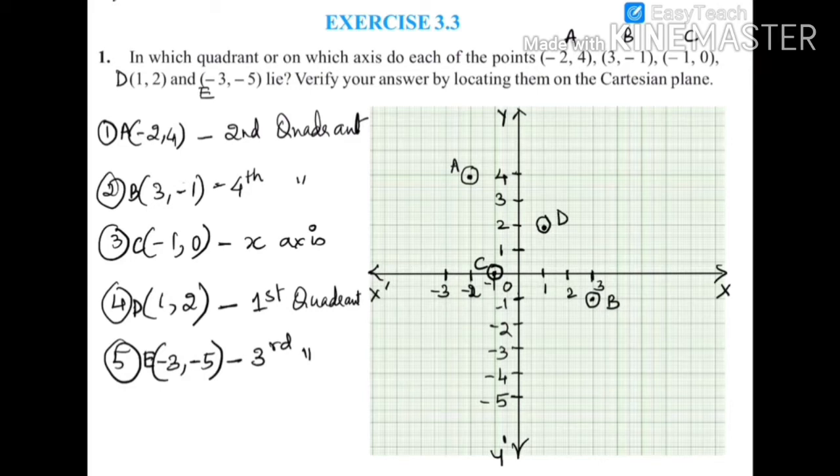The fifth point has coordinates -3, -5. So you start from the origin, move 3 units along the negative x-axis, and from there you will move 5 units along the negative y-axis, and you reach over here. So this point is E. So we can see that all these points lie according to the quadrants and axes that we have mentioned over here.